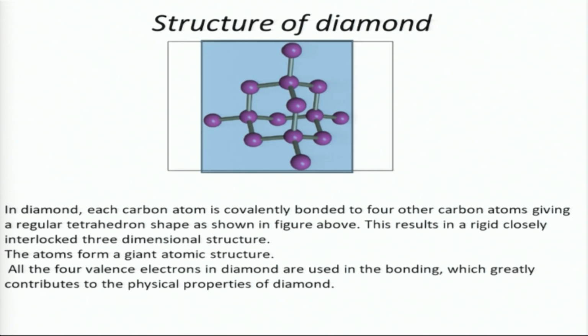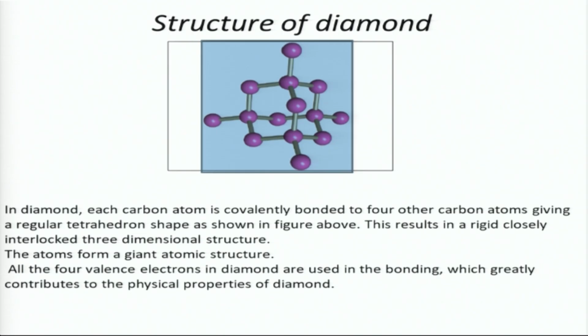All the 4 valence electrons in diamond are used in bonding. You know what we call electrons. So all the 4 electrons in diamond are used in bonding, which contributes to its physical properties, as we're going to see.